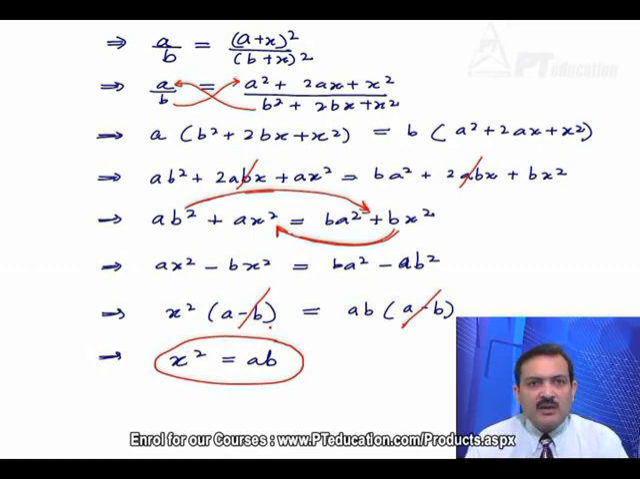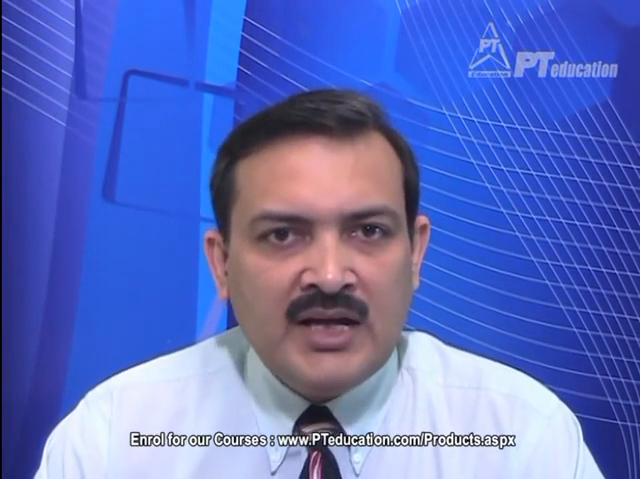Thus, ax square minus bx square will be equal to ba square minus ab square. Take x square common on the left hand side, a minus b, and take ab common on the right hand side, a minus b. So the final answer will be x square is equal to ab. And this is what we were asked to prove, hence proved. I hope these simple examples are making the conceptual clarity better. Let's move on.